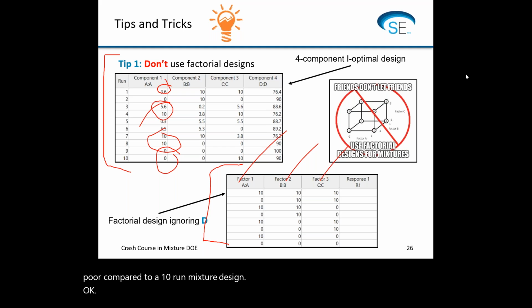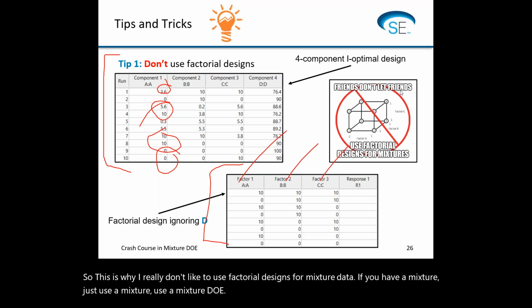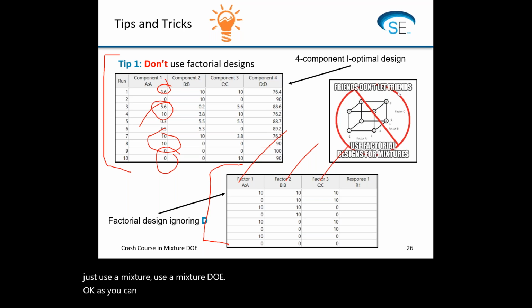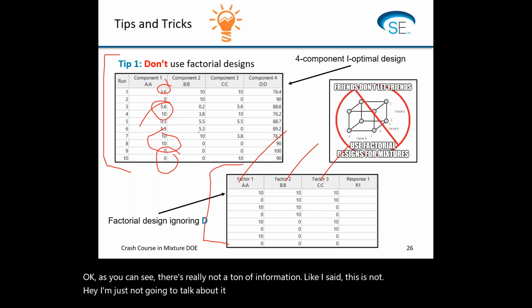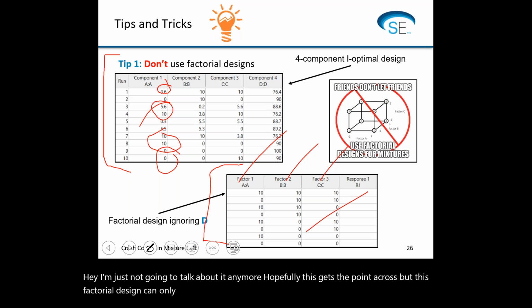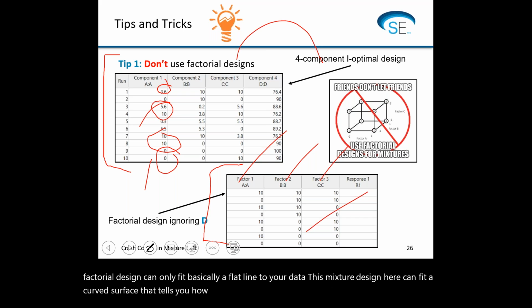This is why I really don't like to use factorial designs for mixture data. If you have a mixture, just use a mixture DOE. As you can see, there's really not a ton of information. Hopefully this gets the point across: this factorial design can only fit basically a flat line to your data. This mixture design here can fit a curved surface that tells you how your components are interacting with one another.